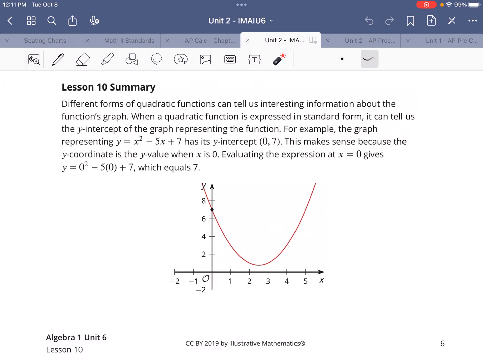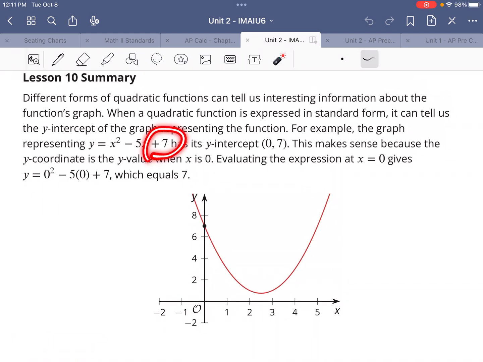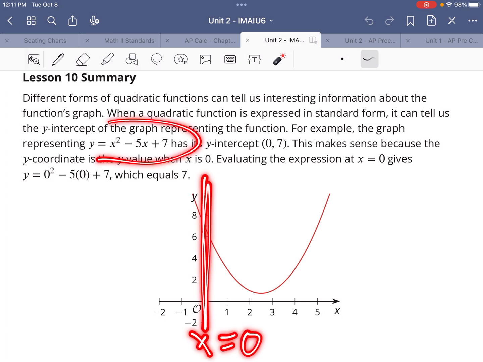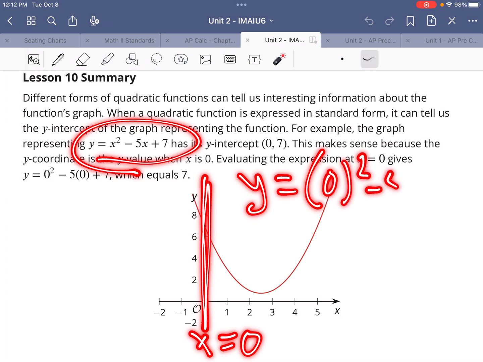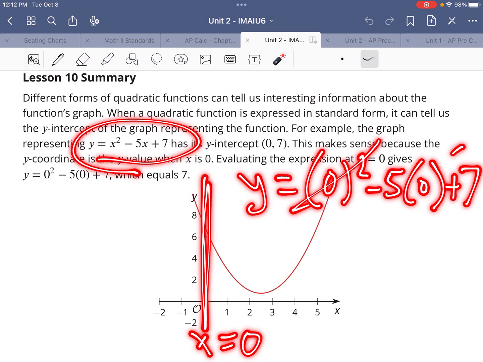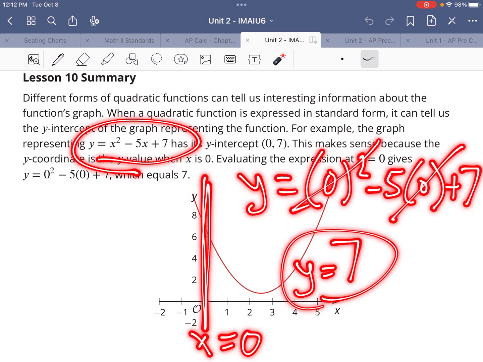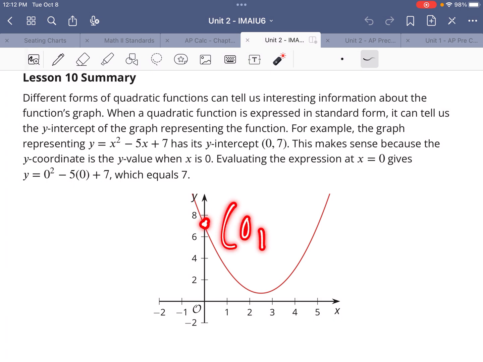When a quadratic function is expressed in standard form, like this, x squared minus 5x plus 7, we can very clearly and easily see the y-intercept of the graph of 7. Because remember, the y-intercept is where x is equal to 0. So if I take this equation right here and I plug in zeros for all of my x's, well, that's 0, 0 plus 0 is 7, y equals 7. My y-intercept is the point (0, 7).